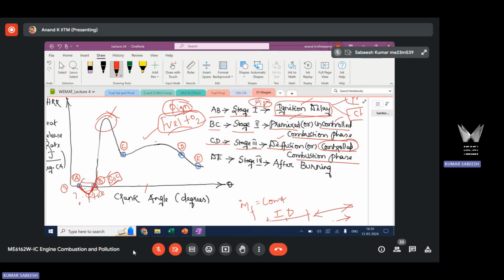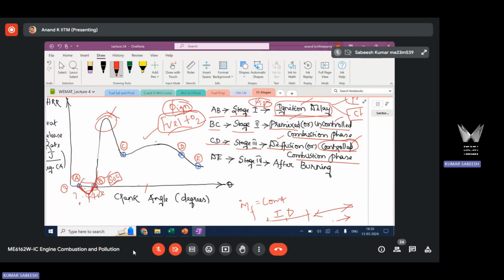That's why it is called diffusion. Fuel and oxygen have to diffuse, mix within the ignitable range, then the ignition happens. And you can control this phase by controlling the rate of the fuel injection. So at the end of stage 3, almost 80% of the total heat will be released.